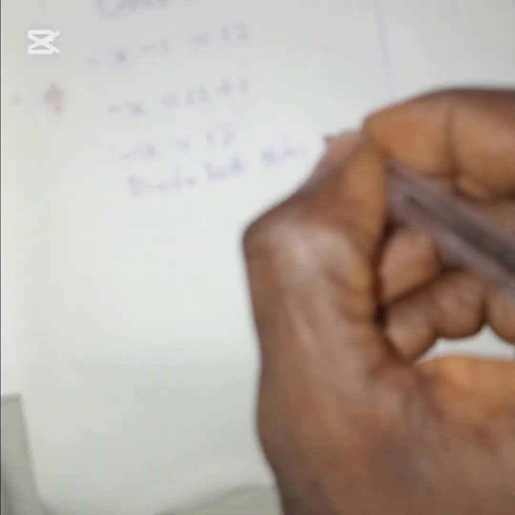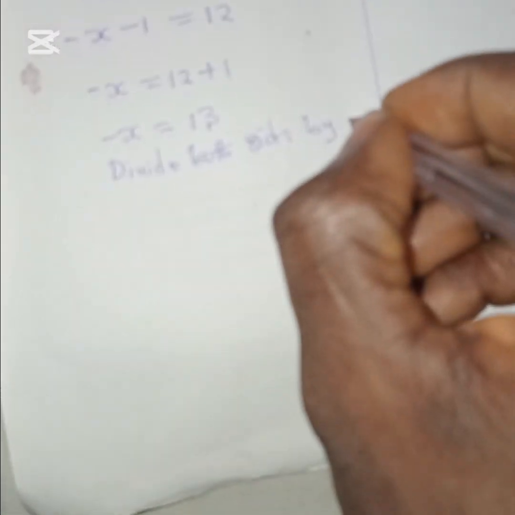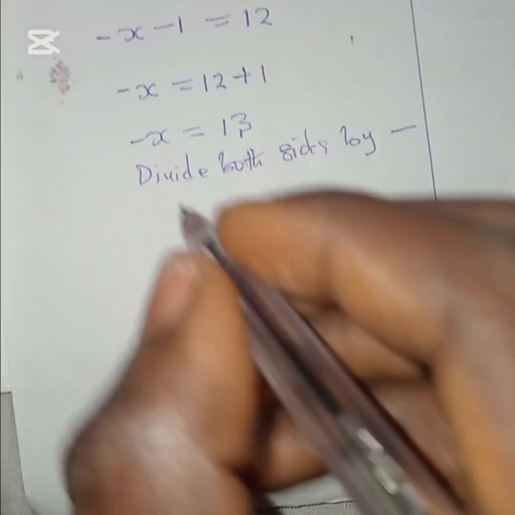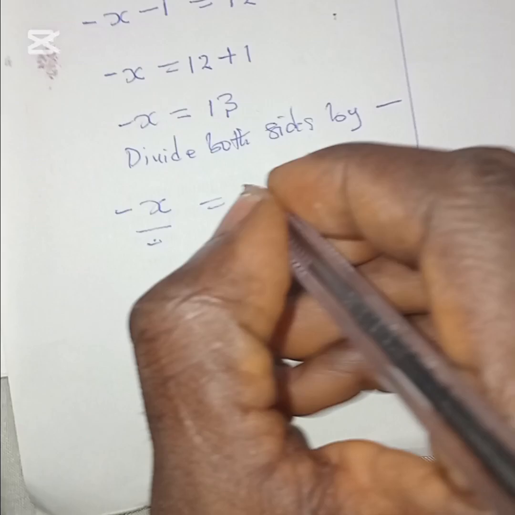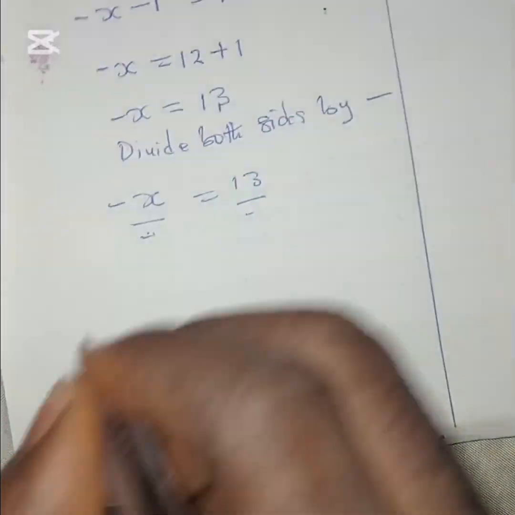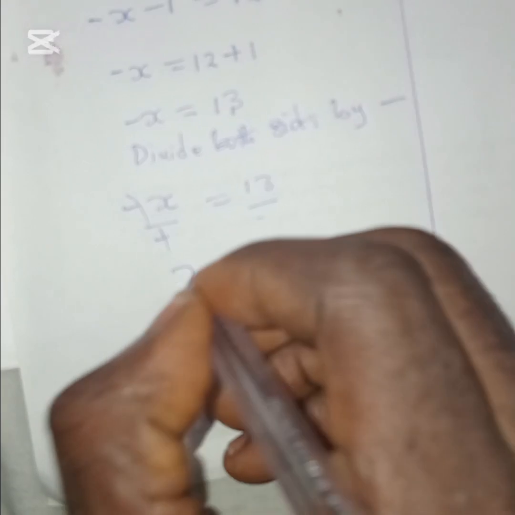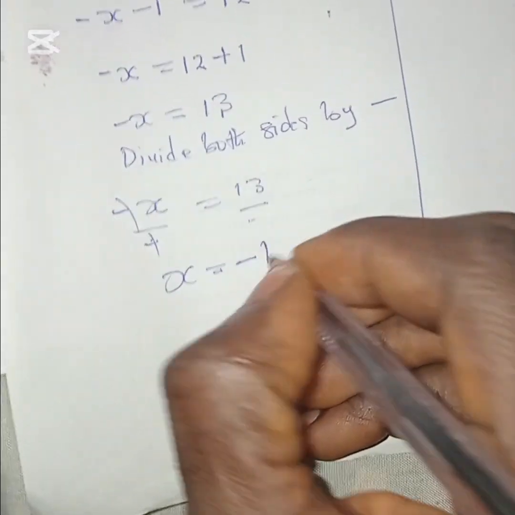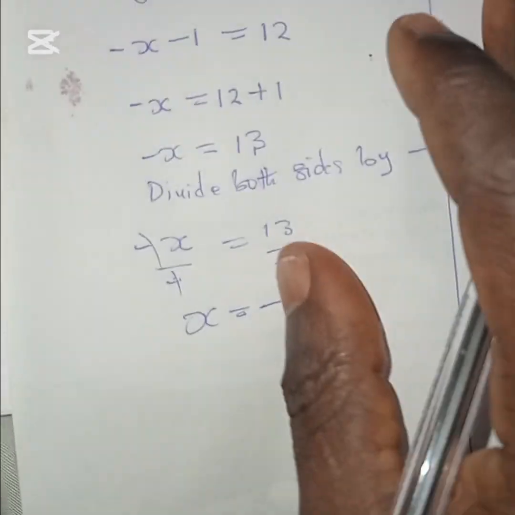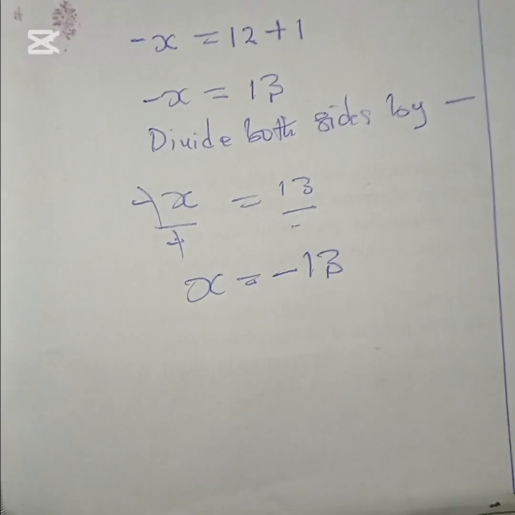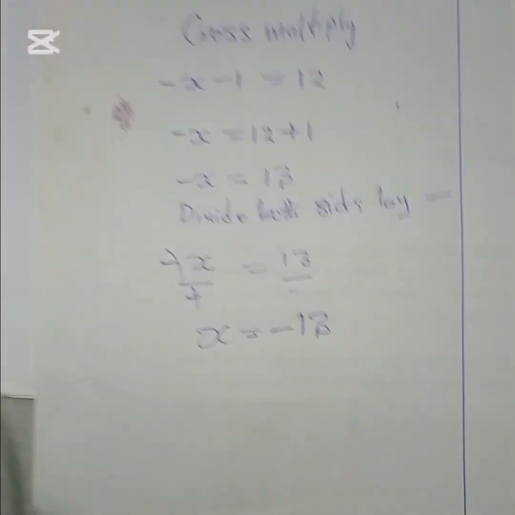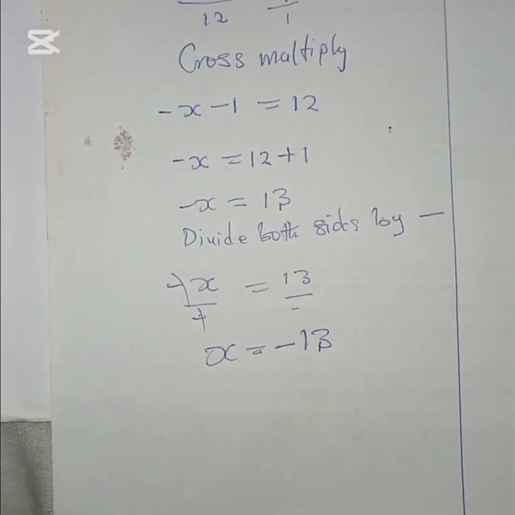Divide both sides by minus sign. So minus x over minus equals minus 13 over minus. So the answer, the value of x, is what? 13. So that is the answer.